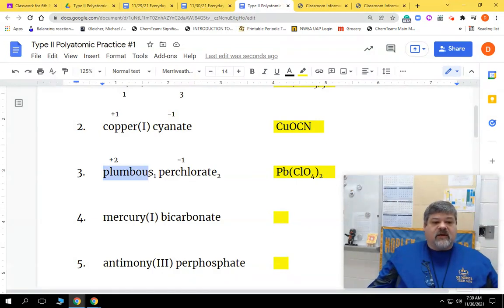I'm going to throw one of these in here every once in a while. That's just to let you know that there is an older way to do it, and you might see that every once in a while.